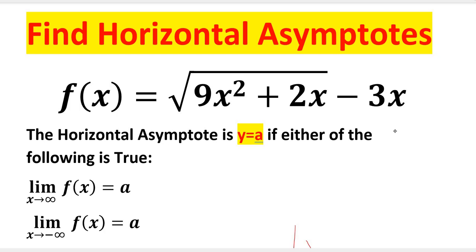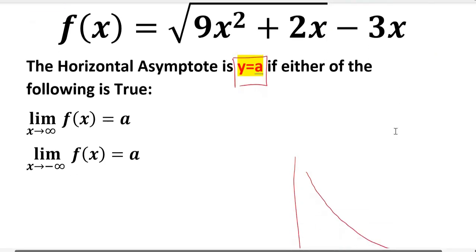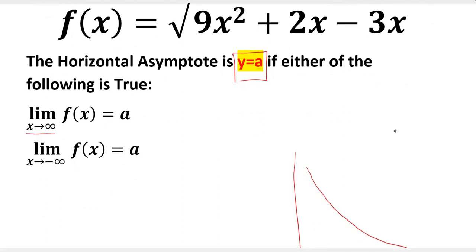So what is actually a horizontal asymptote? It is y equals a when x approaches positive infinity and f of x gives you a limiting value a, or if x approaches negative infinity and the limiting value of f of x is a. That means it should be a number rather than an infinity, right? So it should be a real number.